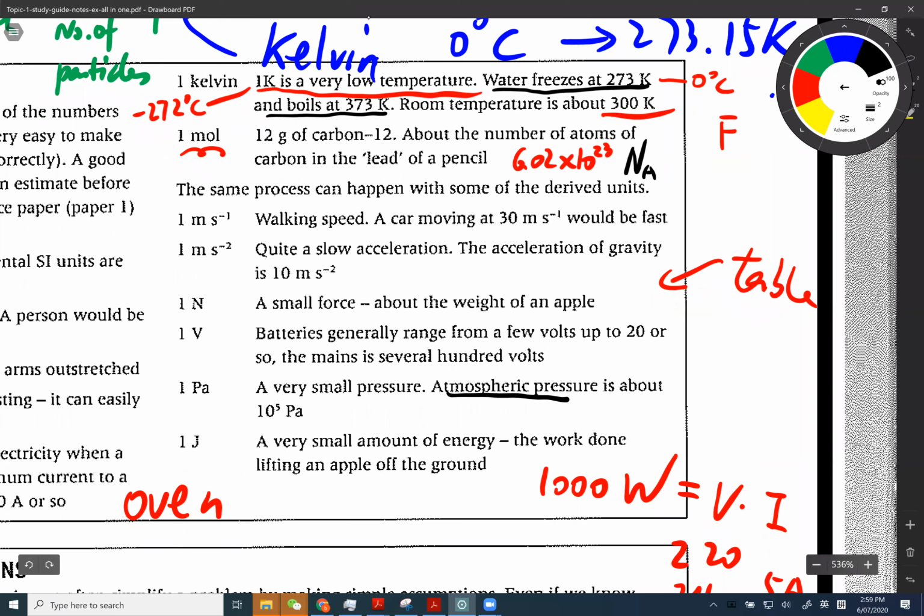Atmospheric pressure, Pascal. Normally in the tire, do you know the pressure inside here? How high is the pressure? Normally they use 37 psi.